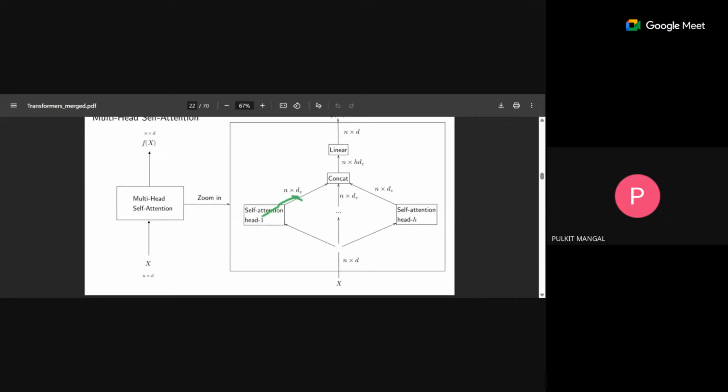So this would be n cross 32, n cross 32, n cross 32. I will concatenate them, and it will become n cross 32 times 8, so it will again become n cross 256. That was n into h times dv. They purposefully kept the dimension of h times dv the same as d, although we can choose it to be different also. But in the paper they kept h times dv the same as d. After concatenation we pass it to a linear layer, which is just a weight matrix multiplication, to get the dimension of n cross d.